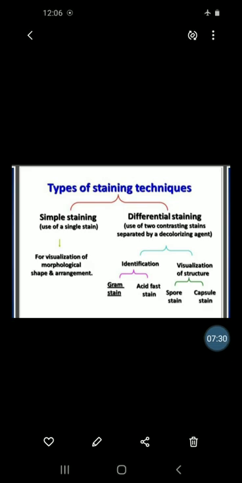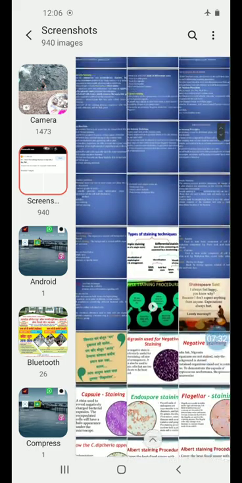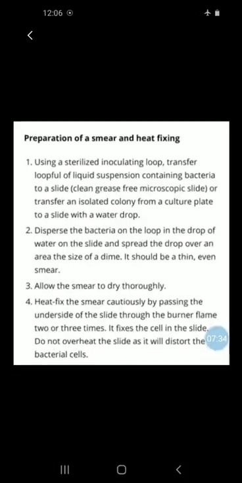Next we will see one by one. First, that is simple staining.